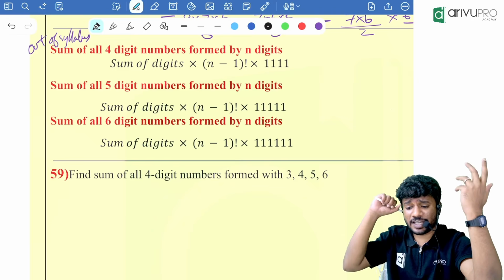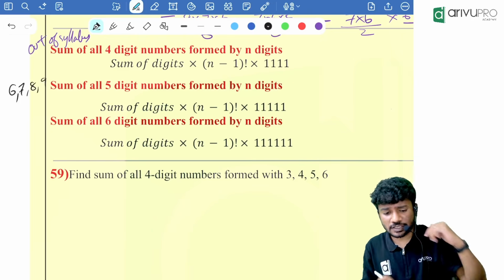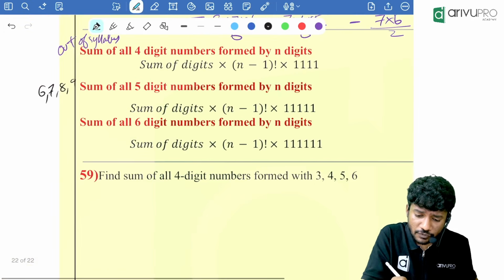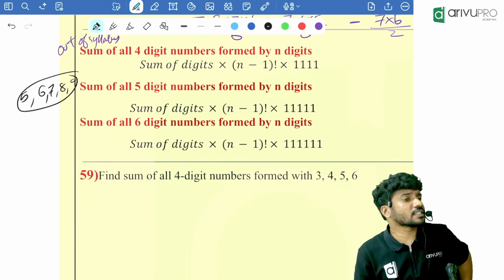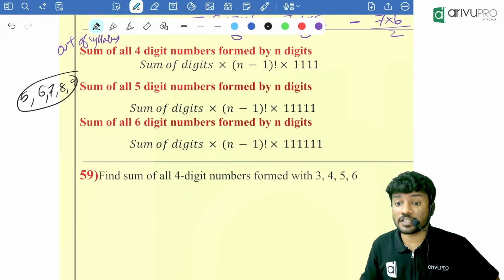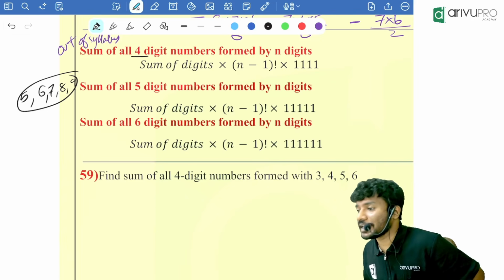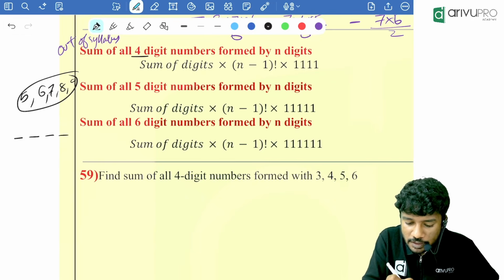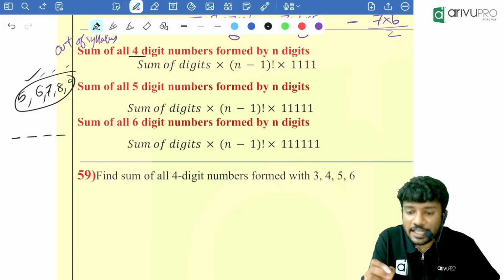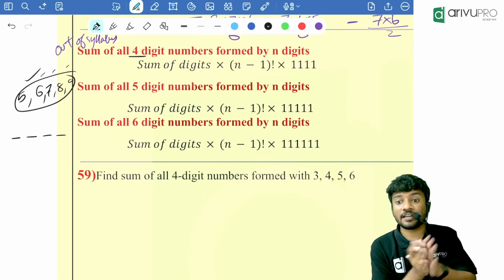For example, we have digits like 6, 7, 8, 9. One more thing I'll give: 5, 6, 7, 8, 9. So how many digits are there? 5 digits I am having. And they are asking us what? Sum of all 4-digit numbers formed from n digits. That means we need to find all the 4-digit numbers formed from 5, 6, 7, 8, 9. All the possibilities we should form, and we should add everything.